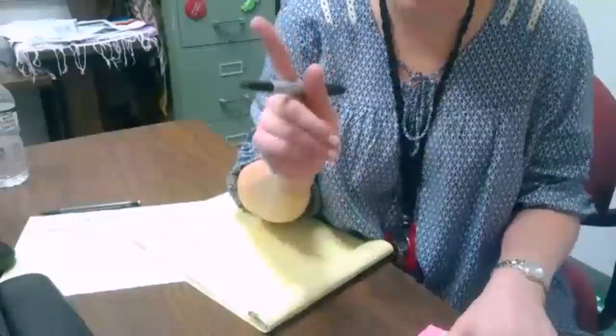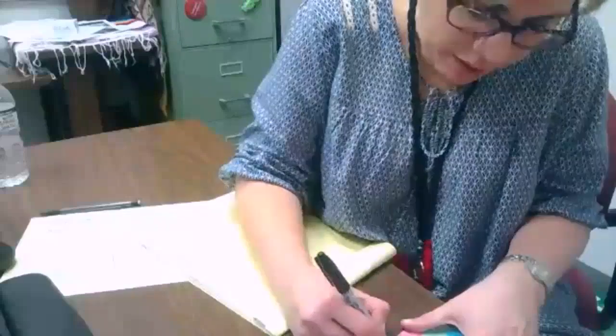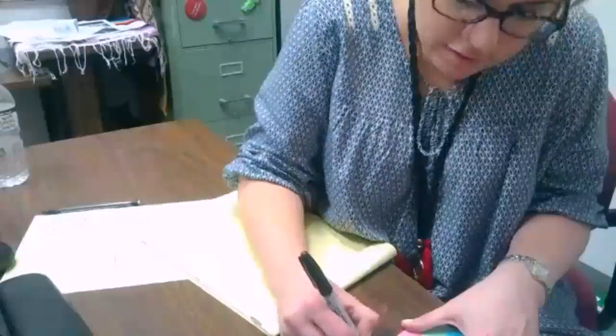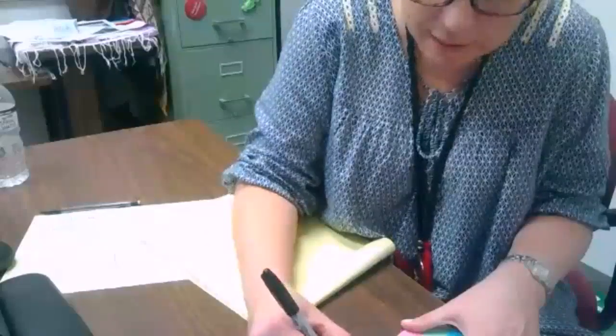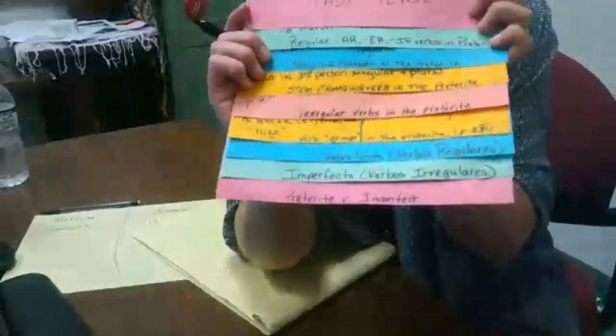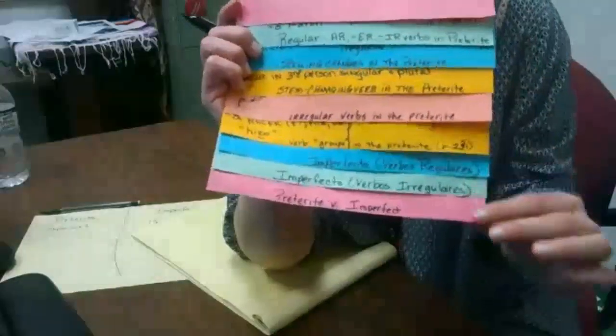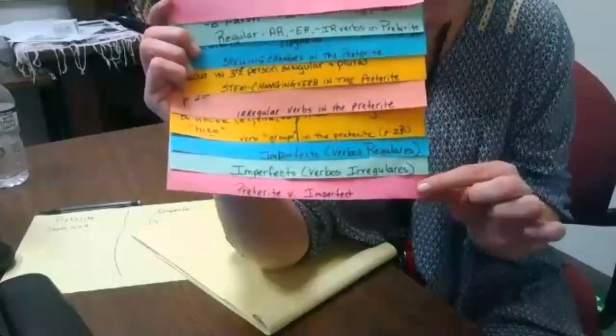So that's our last tab. Our last tab is going to be preterite versus imperfect. Okay, so put that right here on your very last tab of your book. And we're going to actually really go into detail on this last tab in Chapter 9.